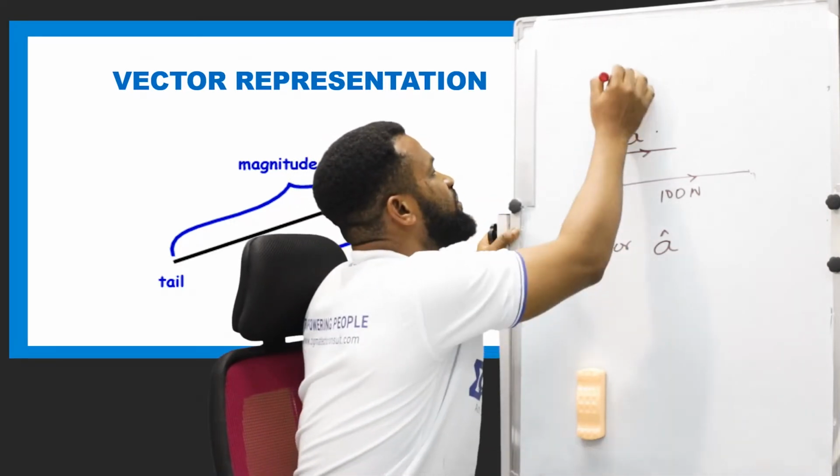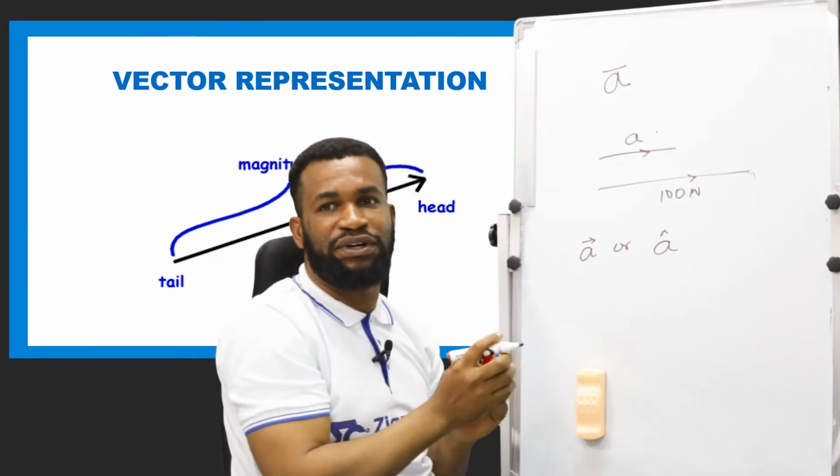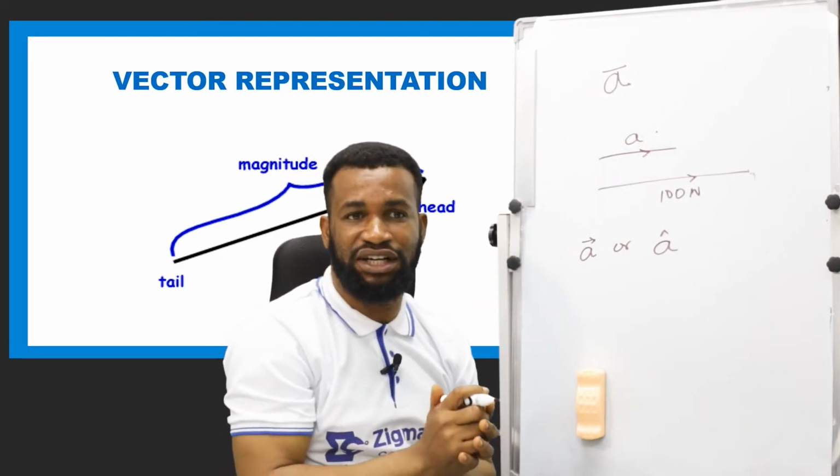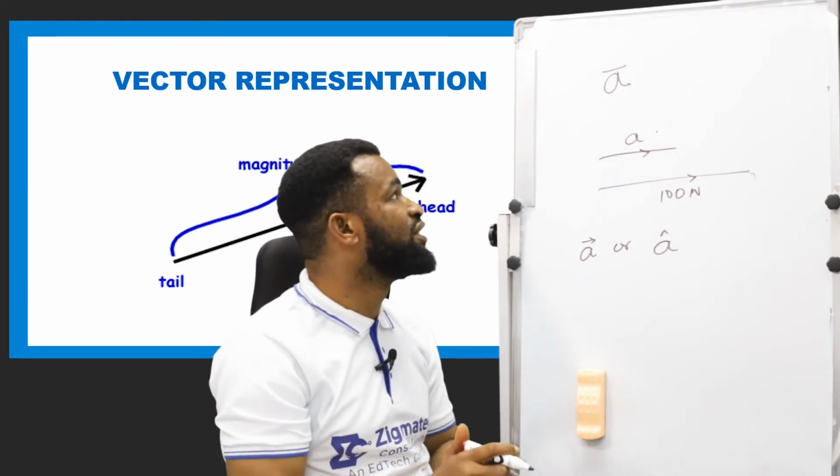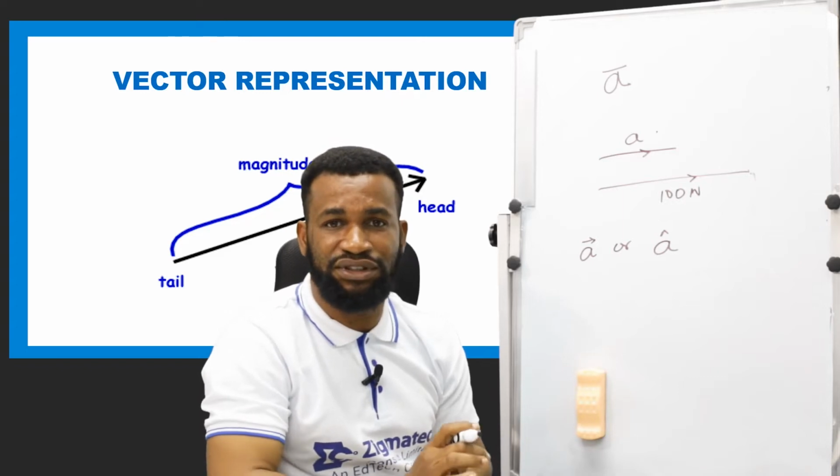But listen, sometimes they will write something like this. This is not a vector because there is no arrow representing the direction. So each time you see that, you know it is all about a scalar quantity, all right?